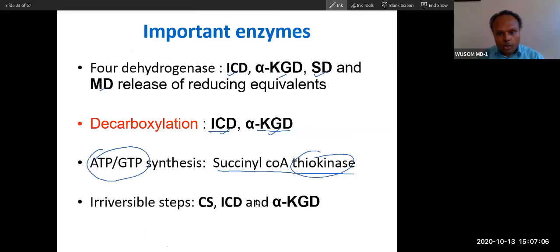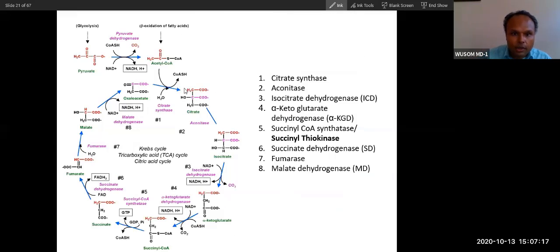Can you see? So you can see the irreversible steps. These three steps are reversible. First step, third and fourth step. These two dehydrogenase steps. This first step, we will talk about at last.